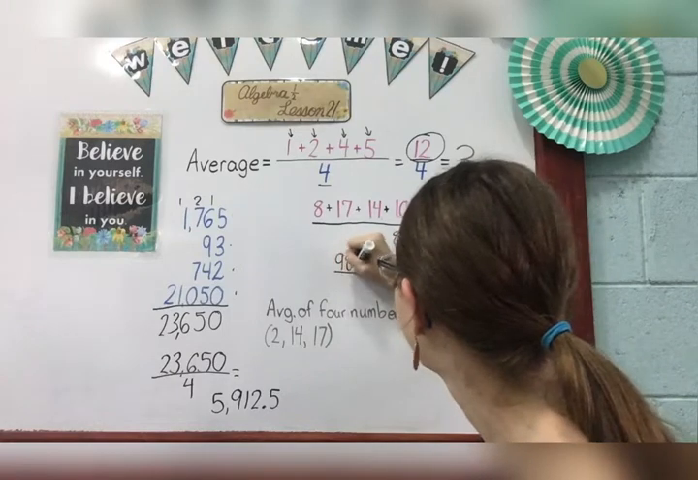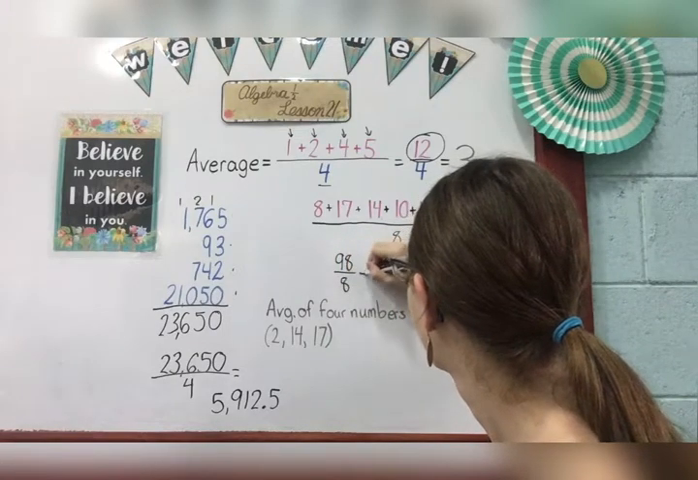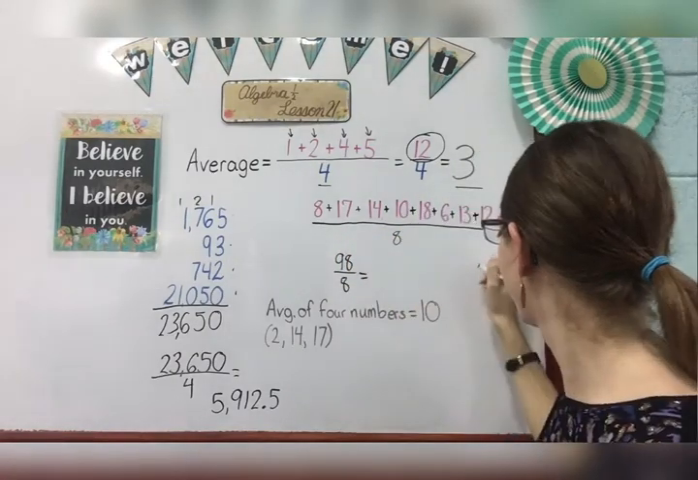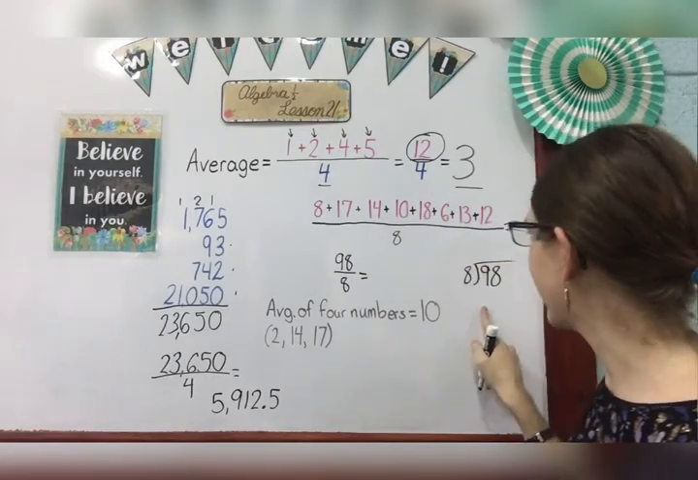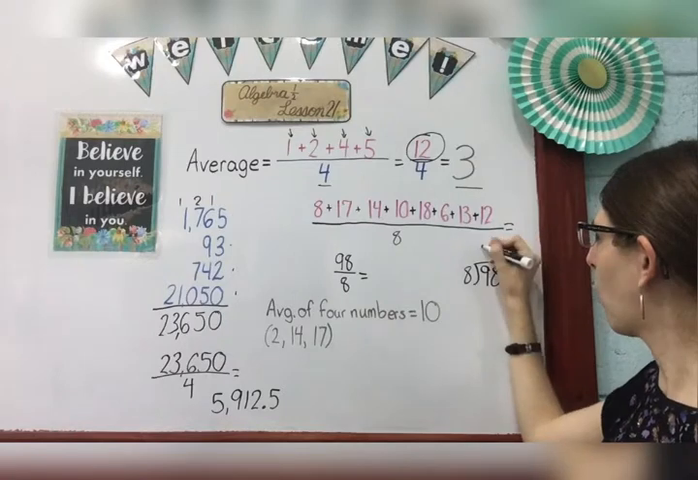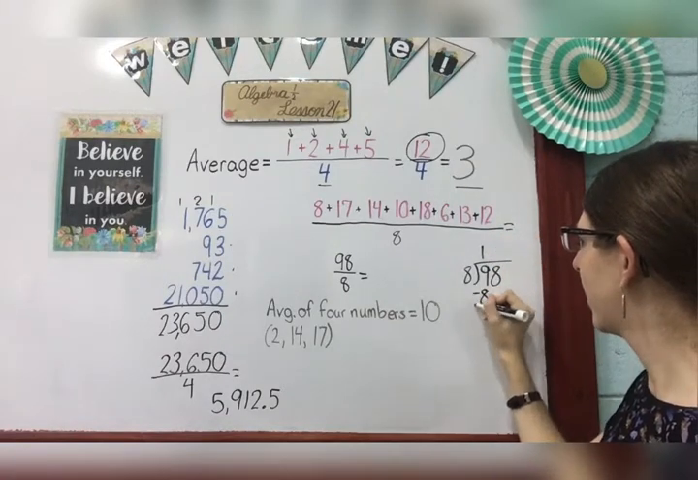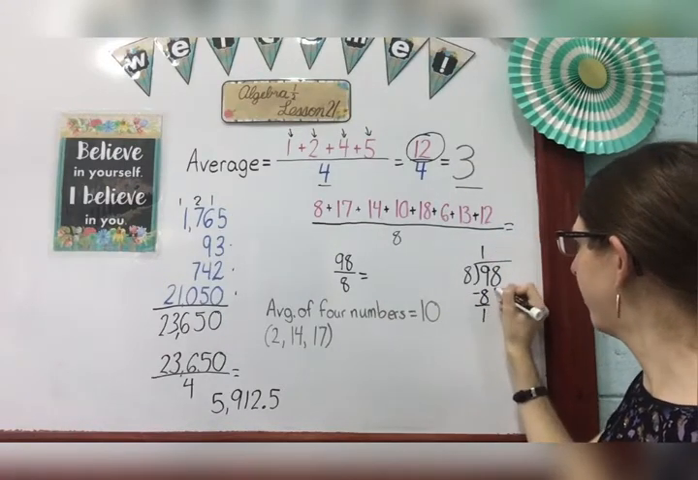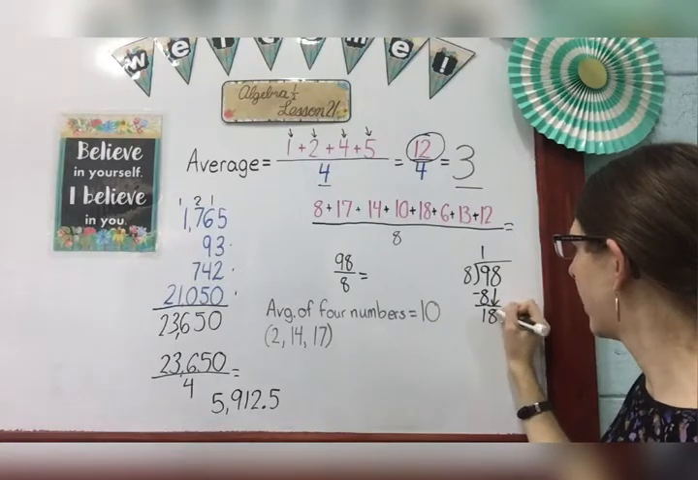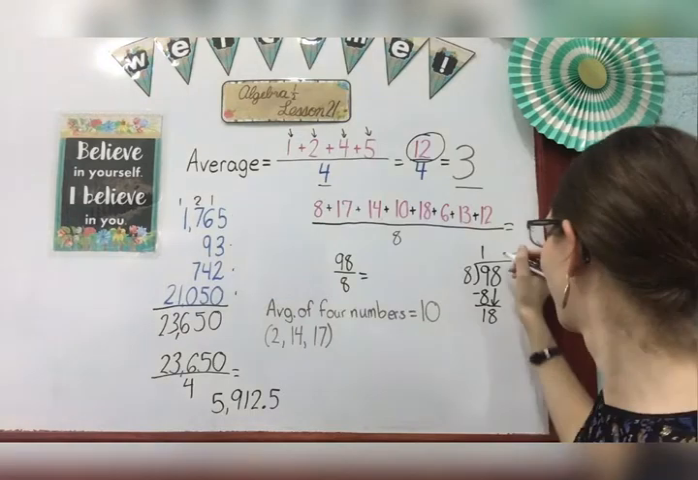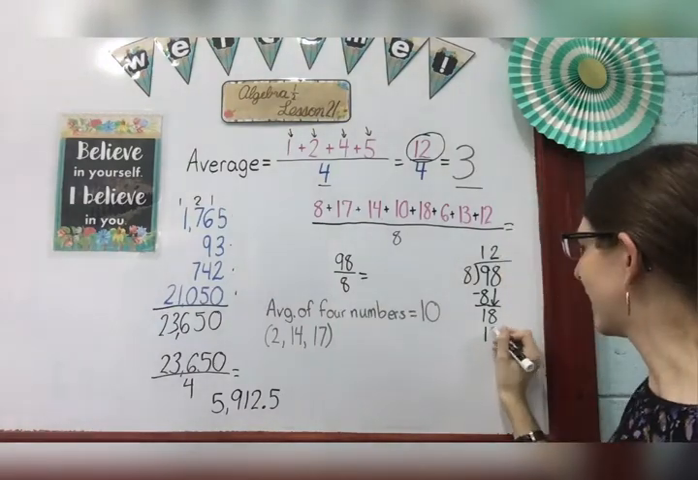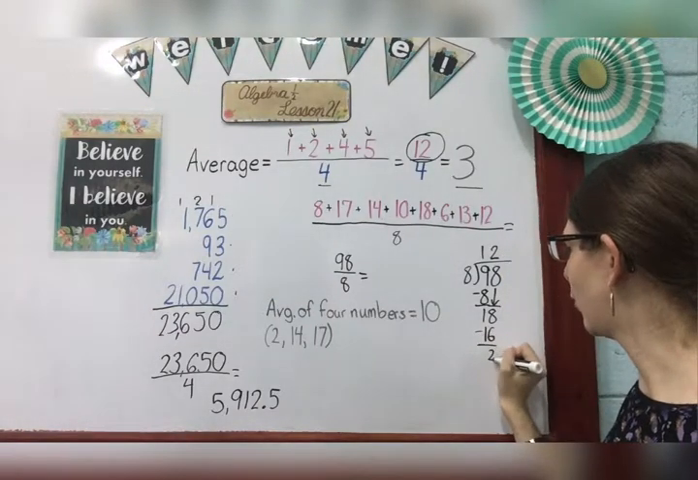Divided by 8. When I divide 8 into 98, 8 goes into 9 one time. 1 times 8 is 8. 9 minus 8 is 1. Bring down my 8. 8 goes into 18. How many times? 2. 2 times 8 is 16. 18 minus 16 is 2.